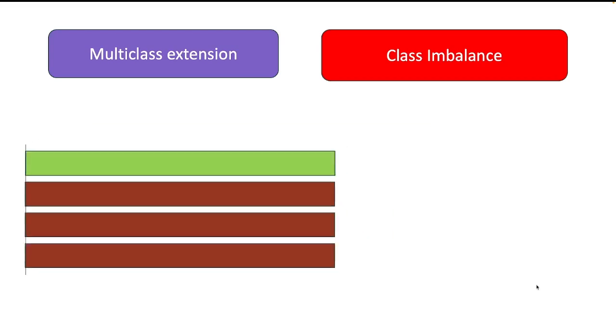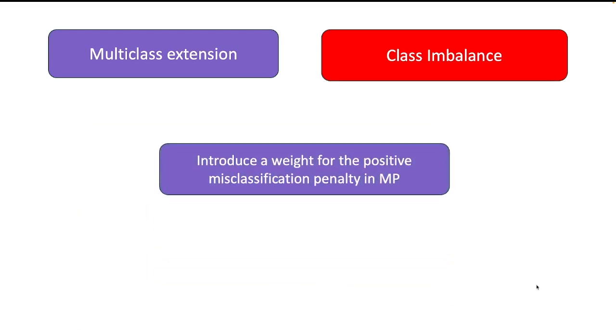In order to fix that, the fix was very simple. We just had to introduce a weight for the positive misclassification penalty. In other words, every time we misclassify a positive example as negative, we punish it more. That's the only small change we made in the master problem objective, and that roughly fixed that issue.